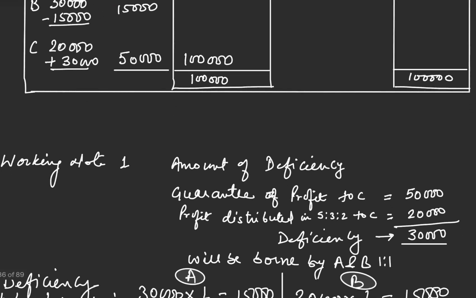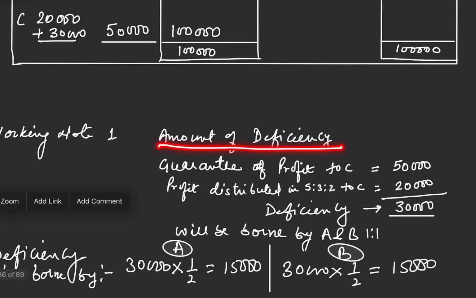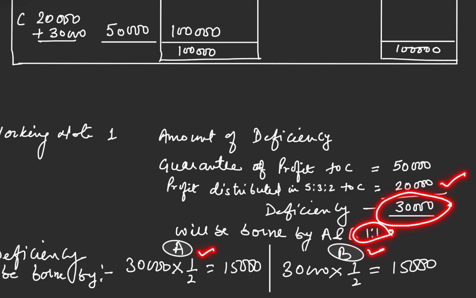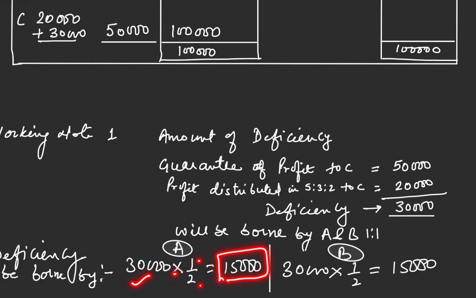But if we compare, we will be able to find out the amount of deficiency. This amount of deficiency has been calculated this way. The amount of profit guaranteed to C is rupees 50,000, whereas the profits are distributed in 5:3:2 ratio to C, that gives him 20,000. So the amount of deficiency is 30,000. This 30,000 is to be borne by A and B in equal ratios. So the deficiency, this 30,000 multiplied by 1/2, that gives us 15,000.